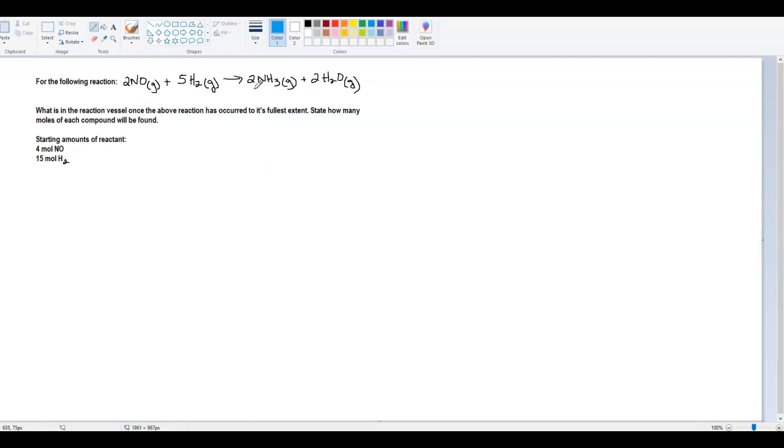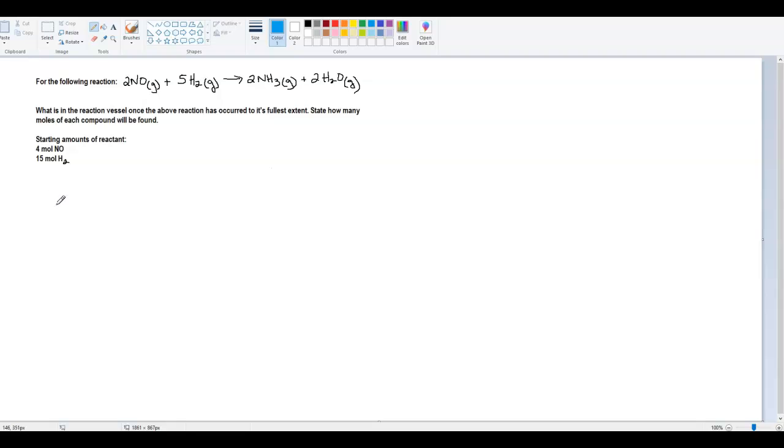when the above reaction has occurred to its fullest extent, so it goes completely through, state how many moles of each of the compounds will be found in the vessel. So how much NO will we have in there? How much nitrogen monoxide will we have in that vessel after the reaction finishes, how much hydrogen gas will we have, how much ammonia gas will we have, and how much water gas will we have. Given that we start out with 4 moles of nitrogen monoxide and 15 moles of hydrogen gas.